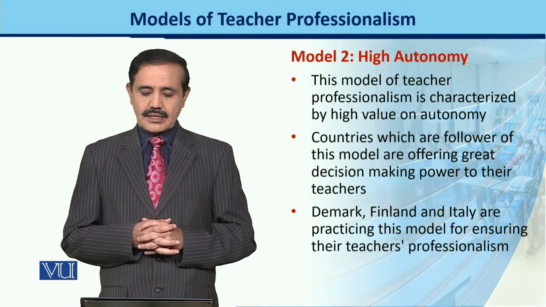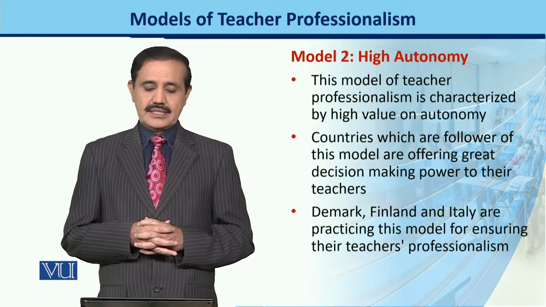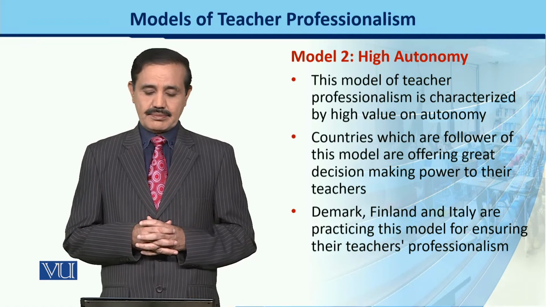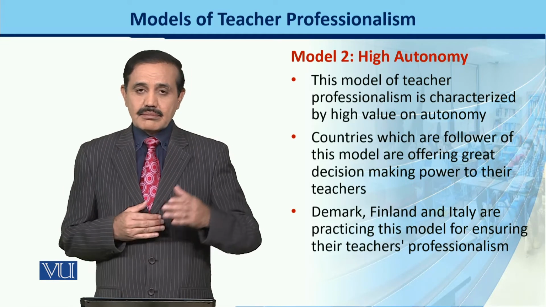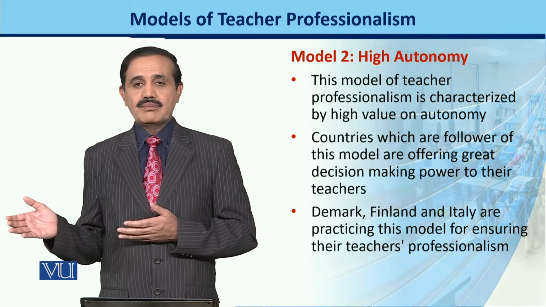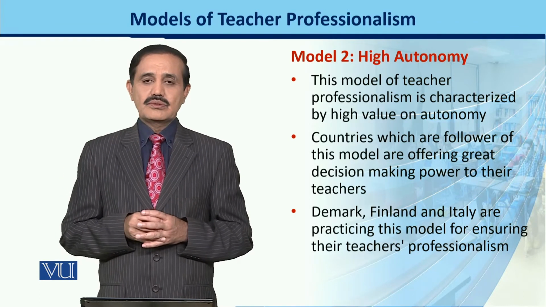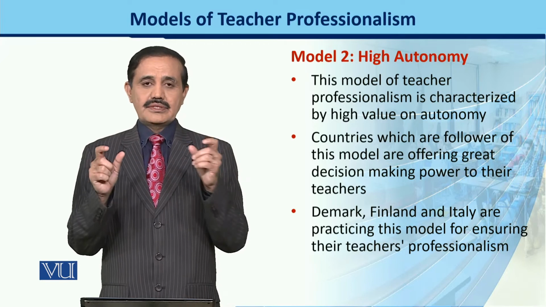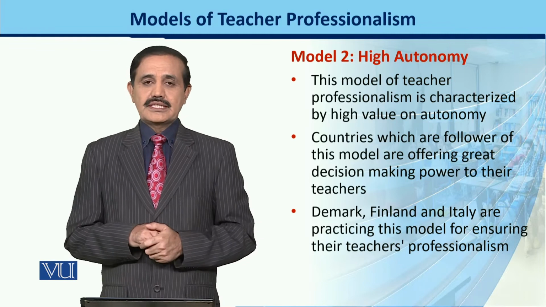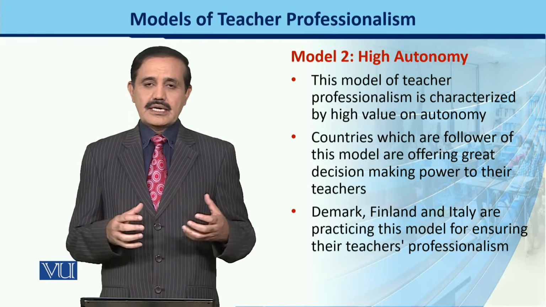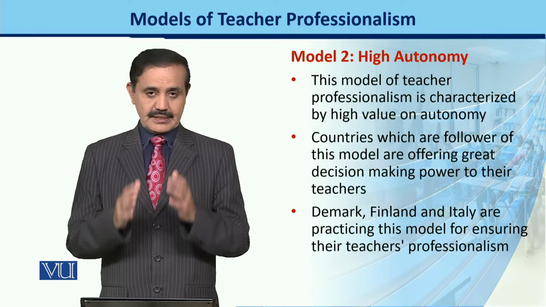The second model is high autonomy. This model is characterized by a high value on autonomy. The assumption is that the more the autonomy, the more the possibility of the teacher's professionalism. For example, if the teacher is restricted to a limited level of autonomy, with these as do's and these as don'ts, then the professional aspects of his or her personality would not be stronger. This is the assumption of this model.